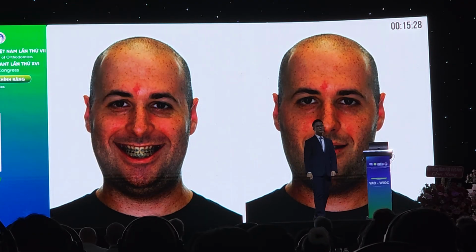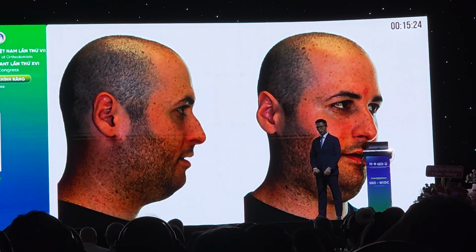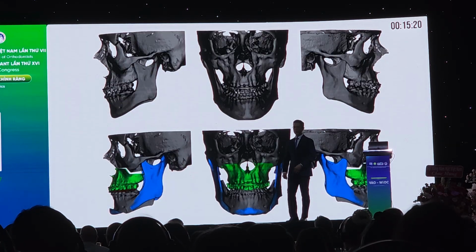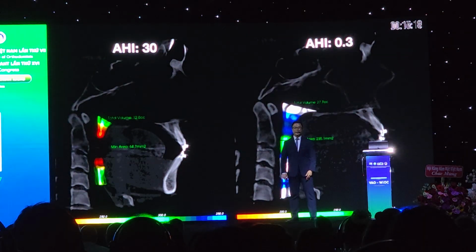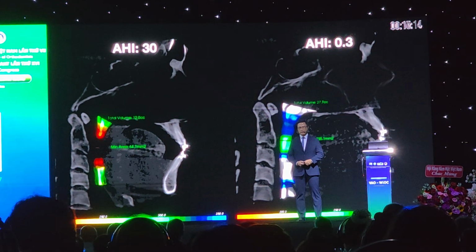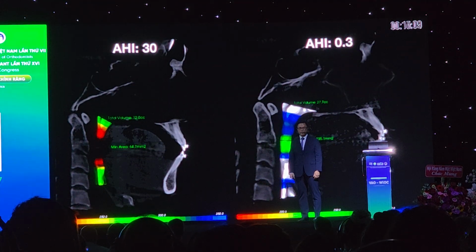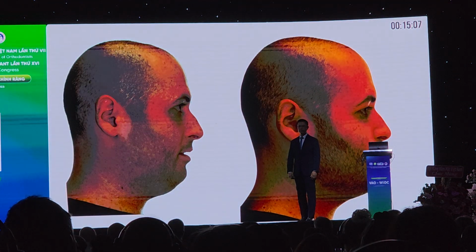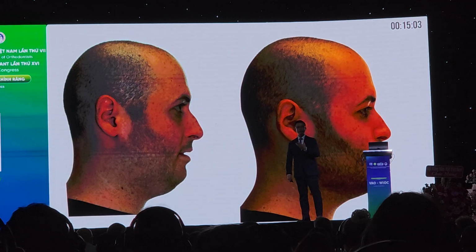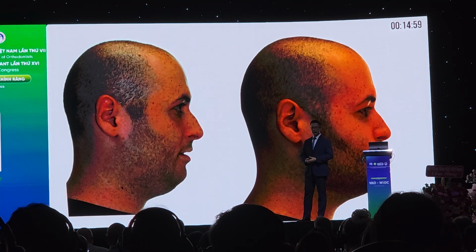This patient is quite interesting because he had sleep apnea and a long face. So we did the upper jaw and lower jaw, maximum mandibular advancement. And then the AHI number went from 30 to totally normalized, 0.3. So he was cured of the sleep apnea, or just totally normalized. That's his face. He looks a little bit more prognathic, but we did the surgery not just because we want to improve his face, we would like to fix his sleep apnea.